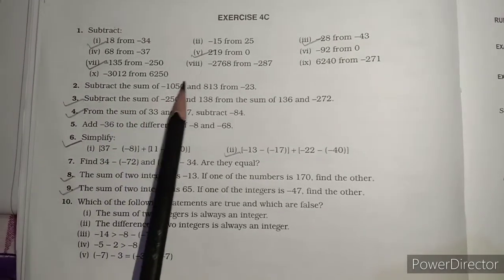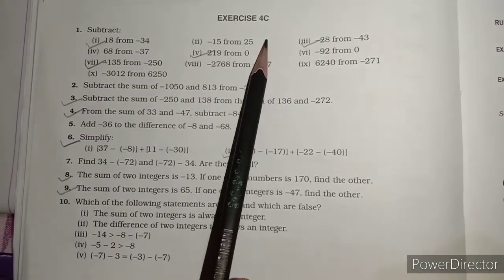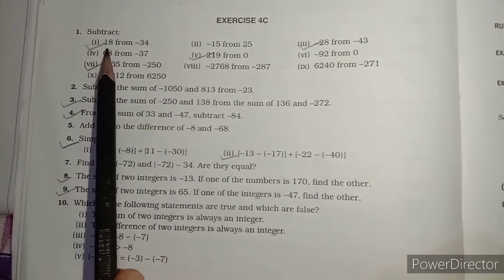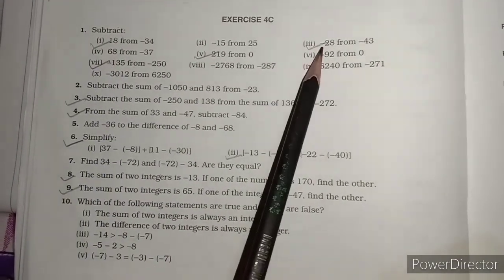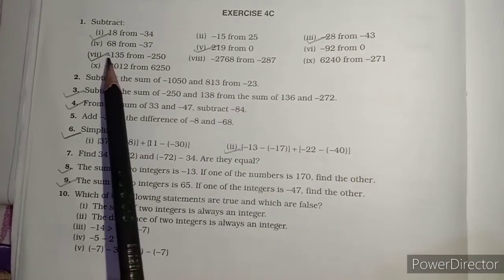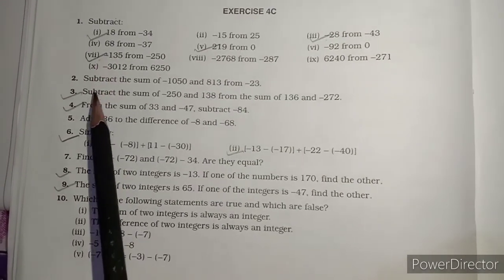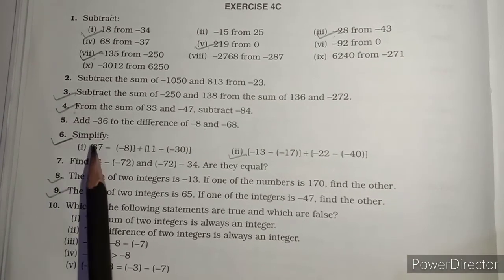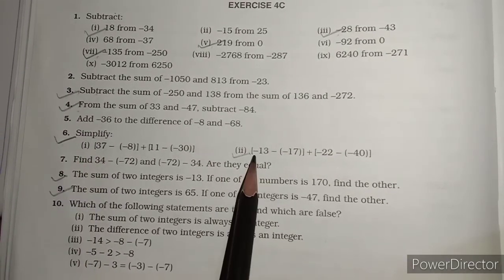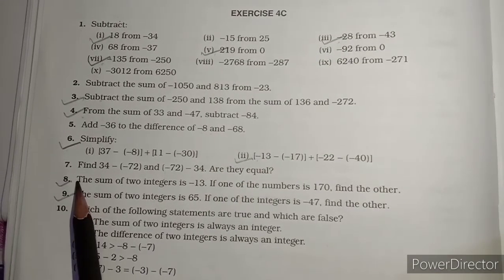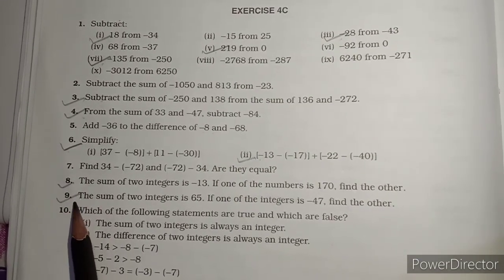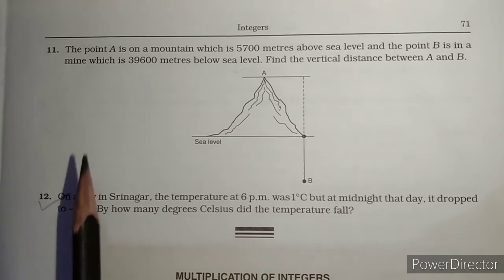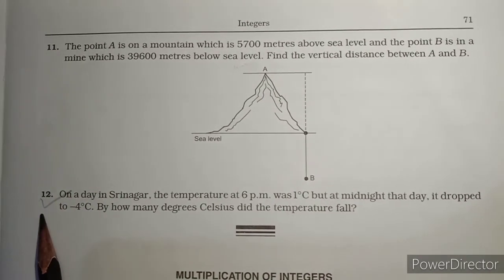Now from exercise 4C, the questions which you have to do are, in question number 1, questions 1, 3, 5 and 7. Then in question number 3, question number 4, question number 6, only 2 numbers. Then question number 8 and question number 9 here. After question number 9, you have to do question number 12.